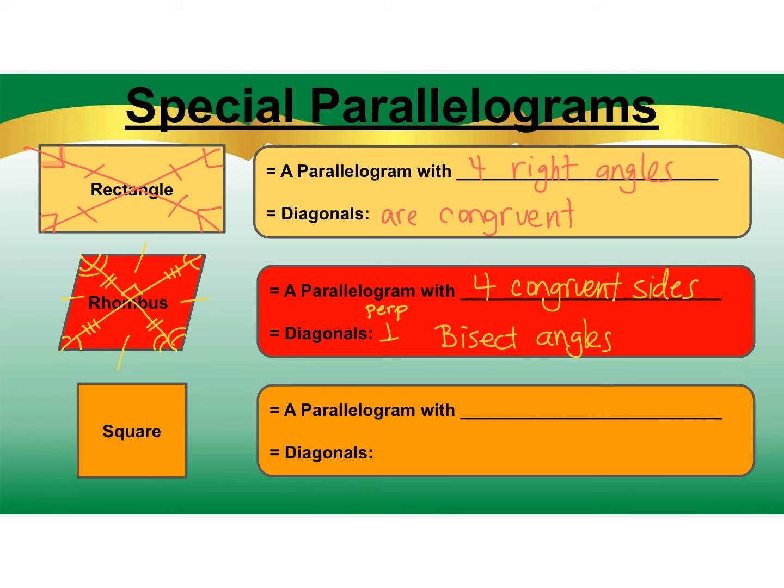All right, let me get my blue. I said earlier that the rectangle and rhombus combine together to be a square. So you just combine all of these properties and you get a square. So if I go back to a rectangle that had 4 right angles, a square is a parallelogram with 4 right angles and 4 congruent sides. So I'll mark that up. 4 right angles, 4 congruent sides.